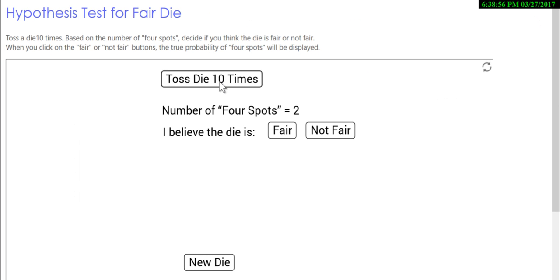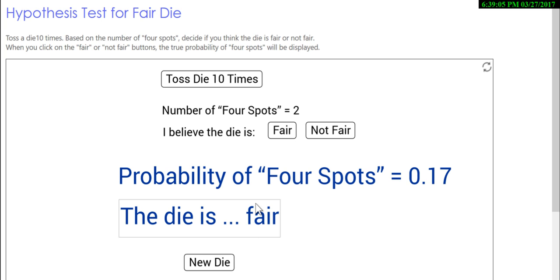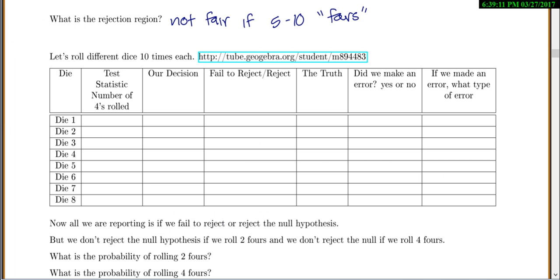So let's toss our coin, or our die. This time I got 2 4s, and so 2 is in that 0 to 4 region. So I think it's fair, and yes, the die was fair. So let's go fill that out. We got 2 4s. We believe it's fair. And because we believe it's fair, we fail to reject the null, because our null is that it's fair, so we're not going to reject that. The truth is that it was fair, and so we didn't make an error.